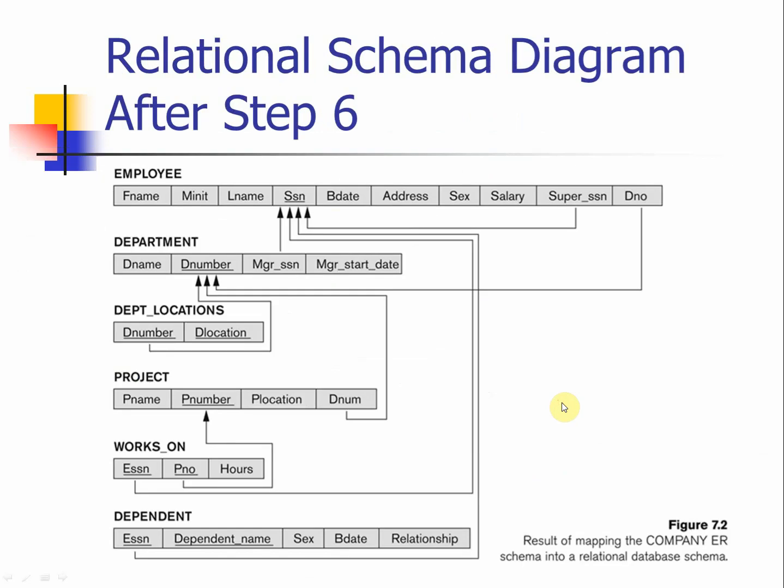And after this step, we have everything. So you can see that we have this new table being included. So now we have 6 tables with a foreign key that links back to the department. So step 1 through step 6 is good enough to handle about 90% of the ER diagram.